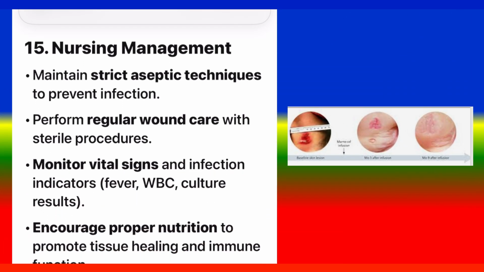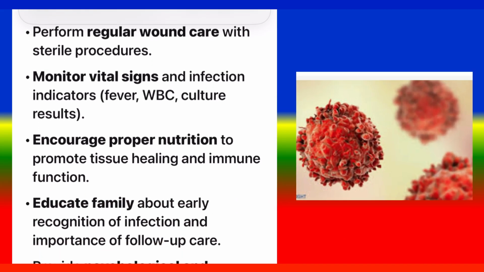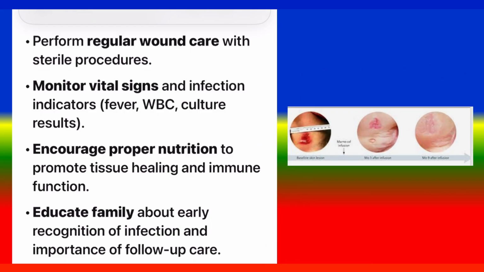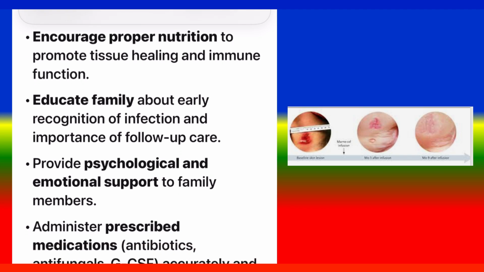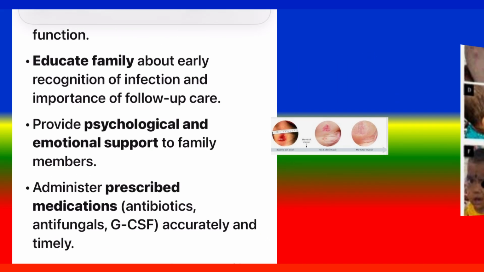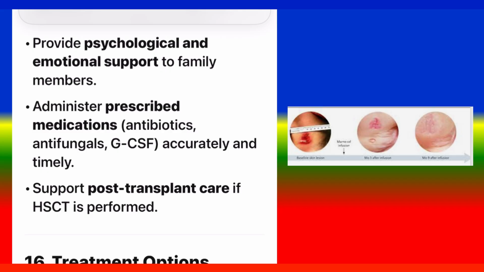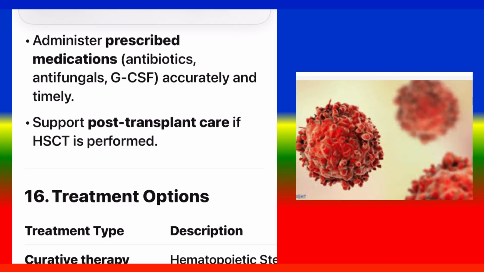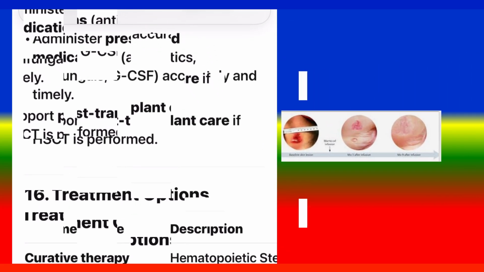Number 15. Nursing management. Maintain strict aseptic techniques to prevent infection. Perform regular wound care with sterile procedures. Monitor vital signs and infection indicators: fever, WBC, culture results. Encourage proper nutrition to promote tissue healing and immune function. Educate the family about early recognition of infection and the importance of follow-up care. Provide psychological and emotional support to family members. Administer prescribed medications, antibiotics, antifungals, and G-CSF, accurately and on time. Support post-transplant care if HSCT is performed.